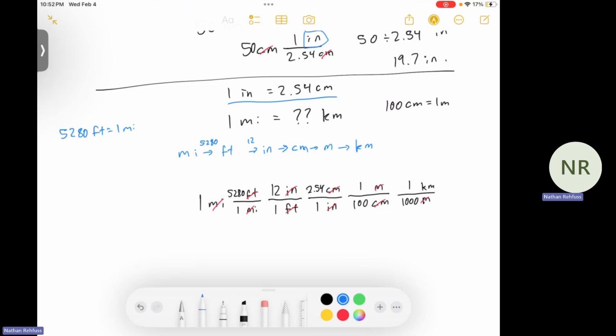Okay, let's see what we need to do with all these numbers. The answer is now in kilometers. You know that multiplying by 1 doesn't do anything, so I can cross these out. Dividing by 1 doesn't change the answer either, so these are gone. I just need to multiply by all the numbers in the numerator and divide by all the numbers in the denominator.